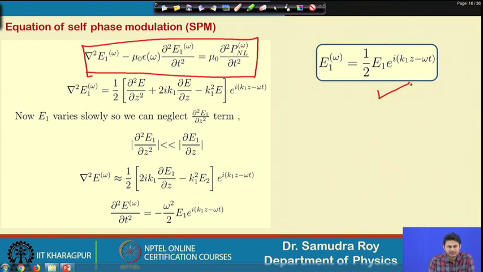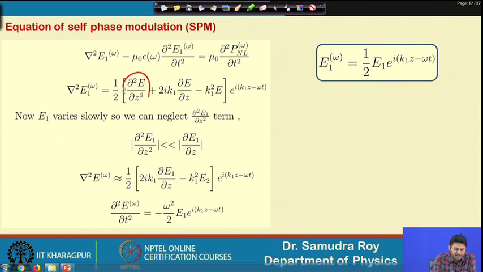So, once we have the total electric field form, now it is time to take this value and this value related to E1. If I do it, the grad square of E1 is simply this quantity: double derivative of E, single derivative of E, and the derivative of the exponential term, which gives me E1 k1 square with e to the power i kz minus omega t phase sitting over here. Now, we use the slowly varying approximation, which suggests that this term is going to vary very fast compared to this. So, we can neglect this term, and if I neglect it, my equation will now be confined to these terms.